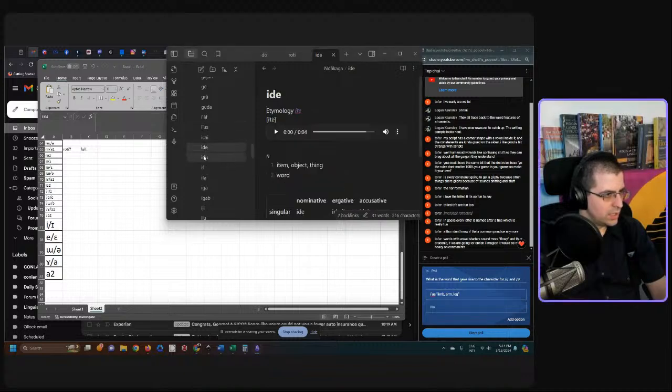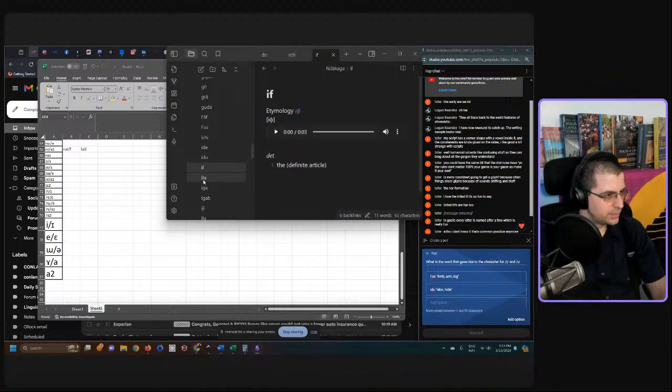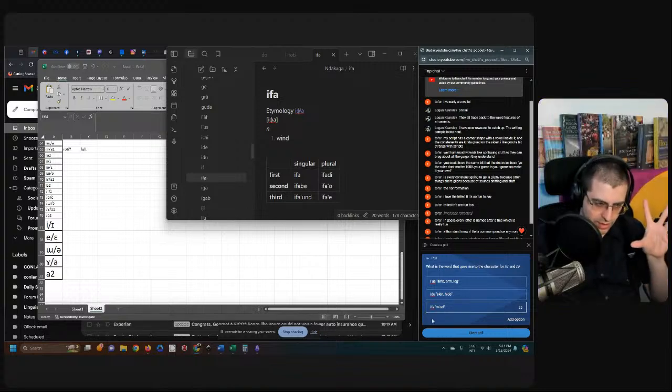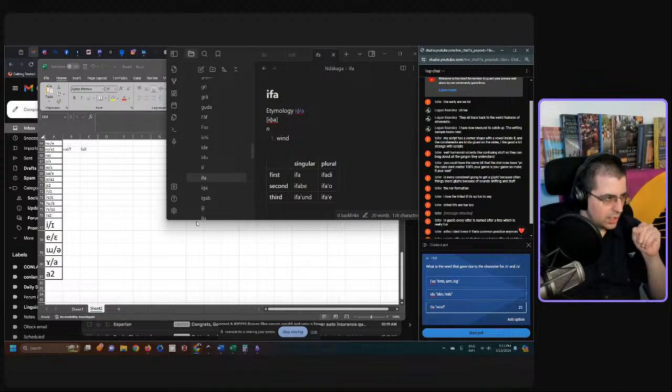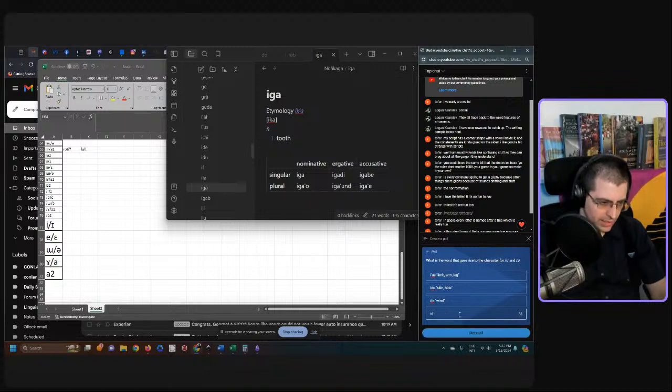and then ide, meaning skin or hide, and then add an option ifa, meaning wind. Ifa, wind. Some of these I might be able to use for some other things, using our principle that it doesn't have to be the first sound in the word. Or ika, tooth. Ika, tooth.